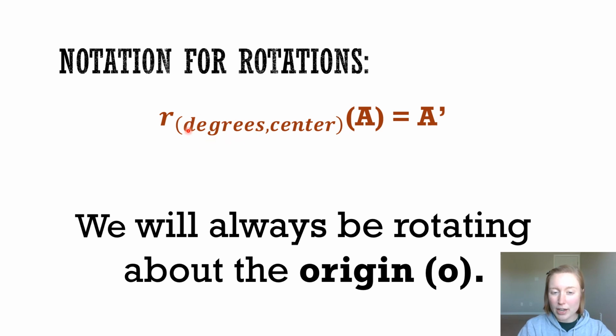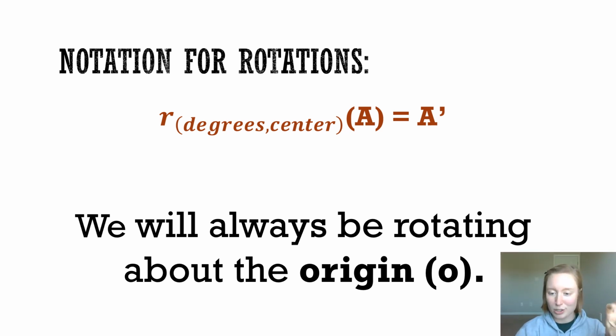The first part looks like the x comma y notation we have for translations, but the first number that goes there is going to be degrees. So are we rotating 90 degrees or 180 degrees or 270 or whatever? And then the next number or letter is going to be the center of the rotation. We are always going to rotate around the origin when we're on the coordinate plane.